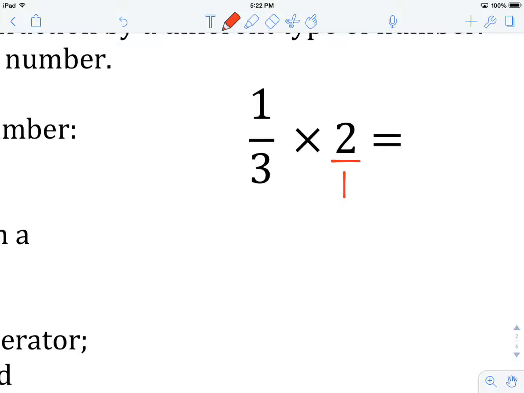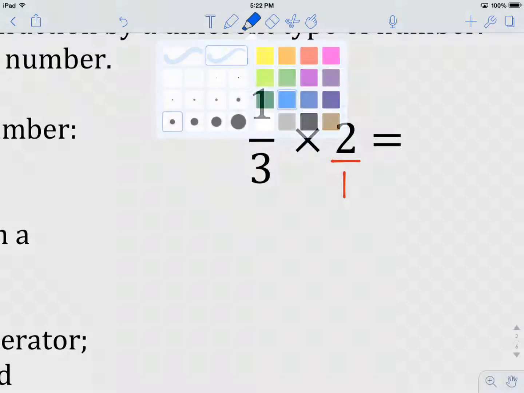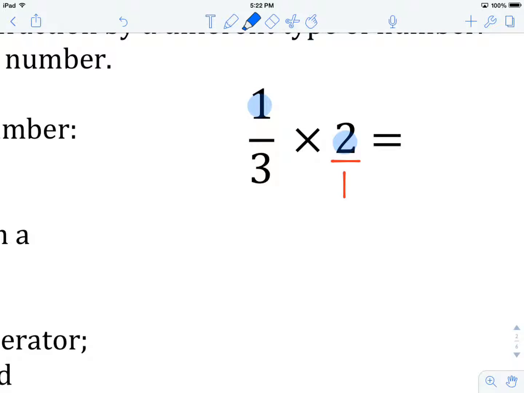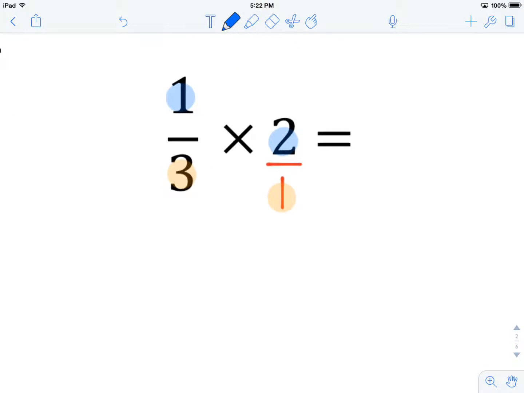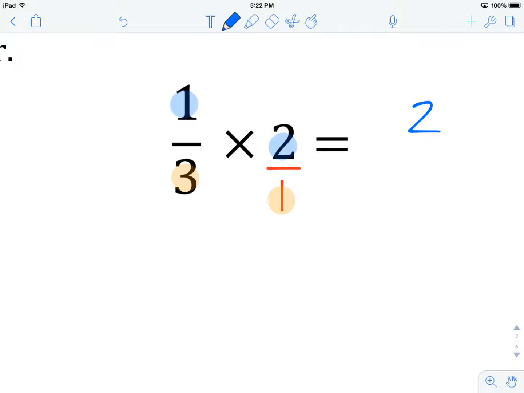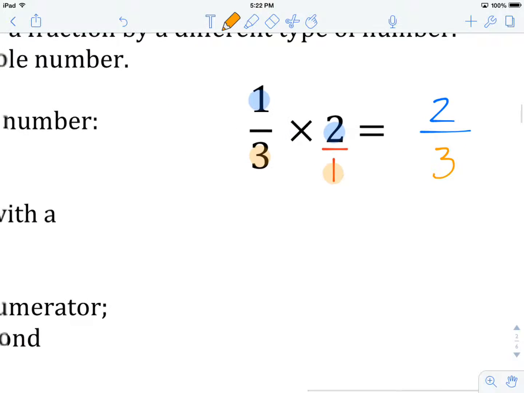Now from here, we just do exactly what we did in the last lesson, which is multiply the numerator by the numerator and multiply the denominator by the denominator. So let's go ahead and do that now. We have 1 times 2, those are our numerators, giving us 2. And we have as our denominators 3 times 1, that's going to give us 3. And we are going to write that down, because at this point, we would be looking to reduce this fraction, if possible, into the lowest equivalent fraction form.